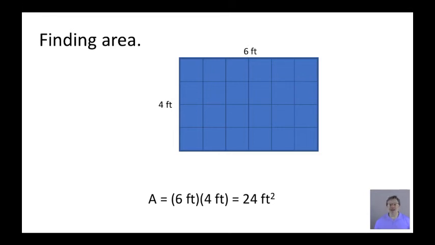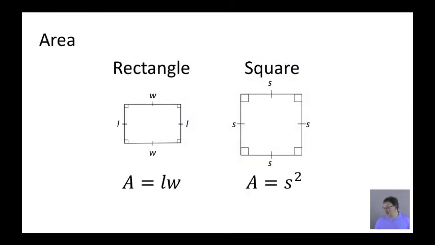In the same way, what's the formula that we might use if we were finding the area of a square? In this case, length times width. Well, the length and the width are the same number, represented by s. So this is now s times s, or s squared.